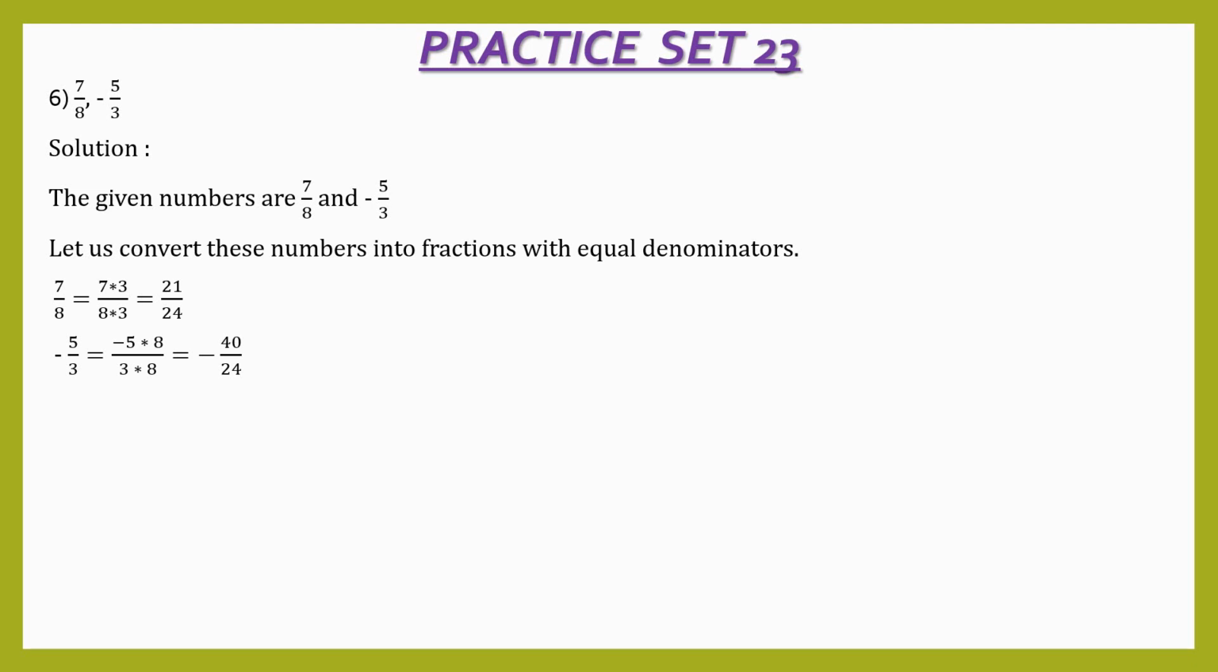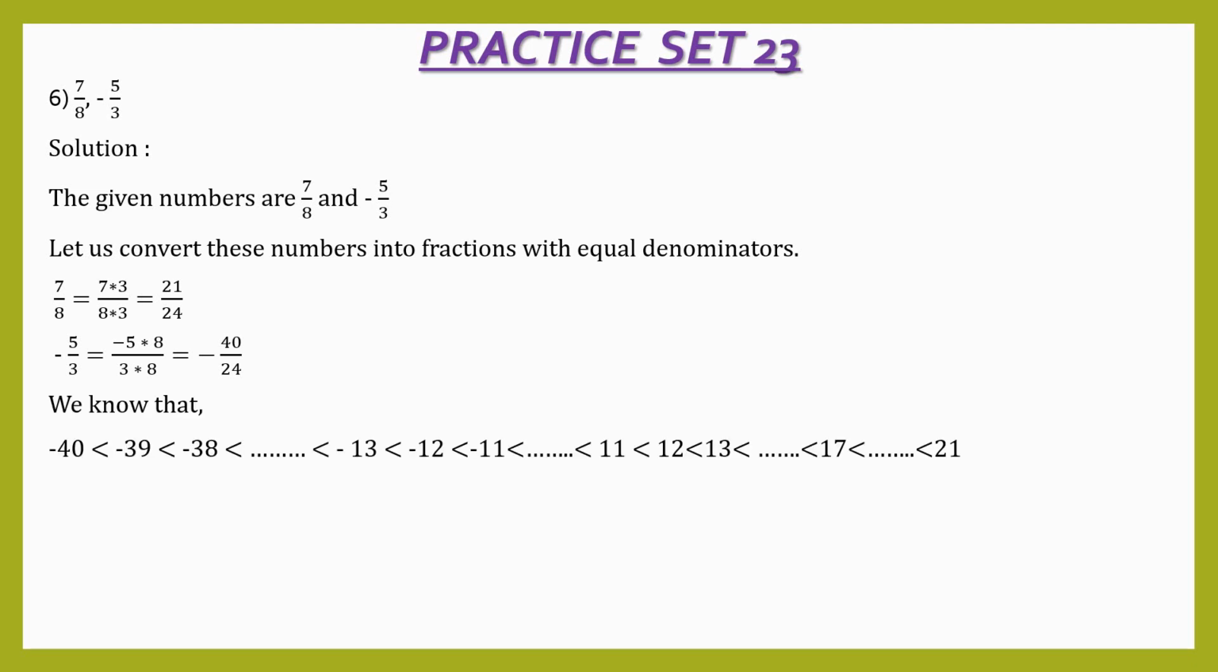So now we can find any three rational numbers which lie between 21 upon 24 and minus 40 upon 24. Now we know that between minus 40 and 21, many numbers lie. So these are the numbers which I have written. Minus 40 is less than minus 39, which is less than minus 38. It goes on to which is less than minus 13, which is less than minus 12, that is less than minus 11. That goes on to which is less than 11, which is less than 12. 12 is less than 13, is less than 14. And it goes on to less than 17, which is less than 21. It goes on till 21. So we have many numbers which lie between minus 40 and 21.